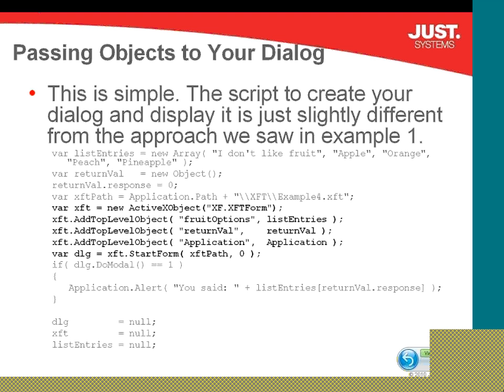So now let's look at passing objects to your dialog. Inside your script code, you may have JavaScript objects where you've stored various information that you need to pass up to the dialog so that it's available in the dialog, either because it's presenting that information in something like a list box or a pull-down menu, or just because you need it to determine how you're going to respond to someone clicking on the different controls in the dialog.